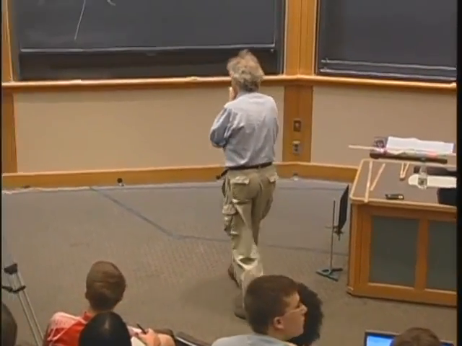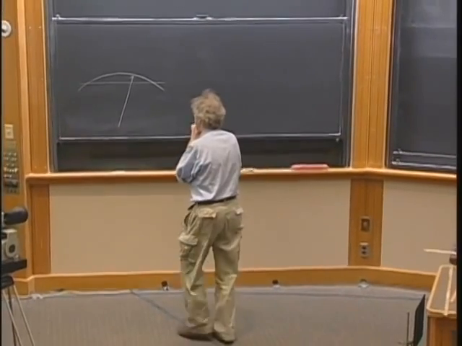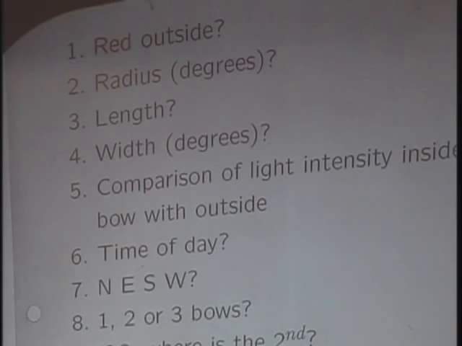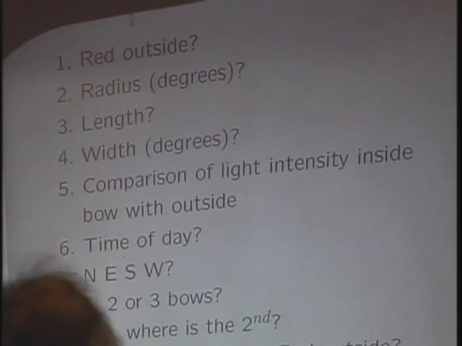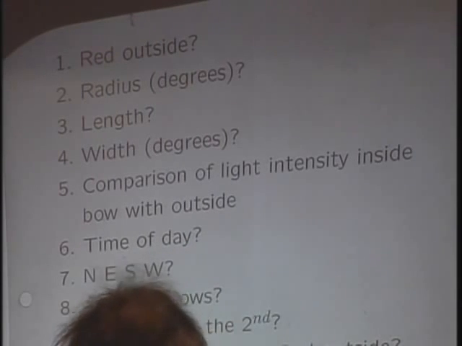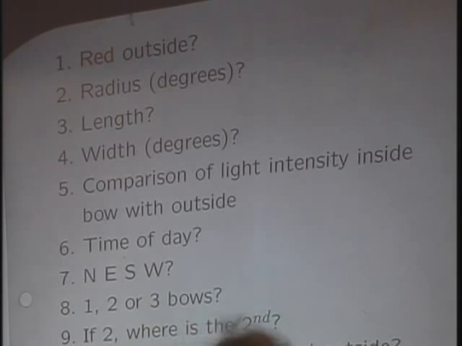Have you ever noticed that there is an enormous difference in the light intensity outside the bow and inside the bow? And if so, where is it bright and where is it dark? Have you ever noticed that? It will be staring you in the face when you look at the rainbow. What time of the day do you expect the rainbow? Do you expect to see them north, east, south, or west?